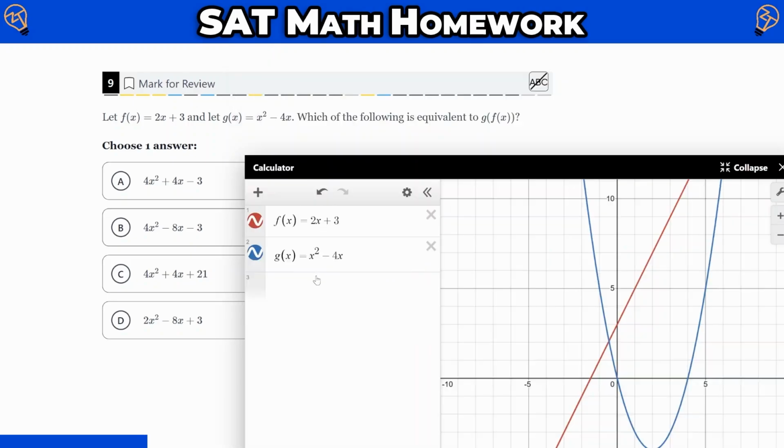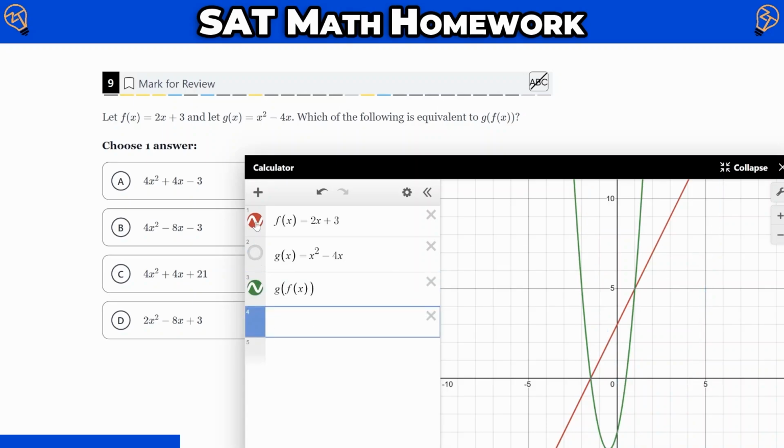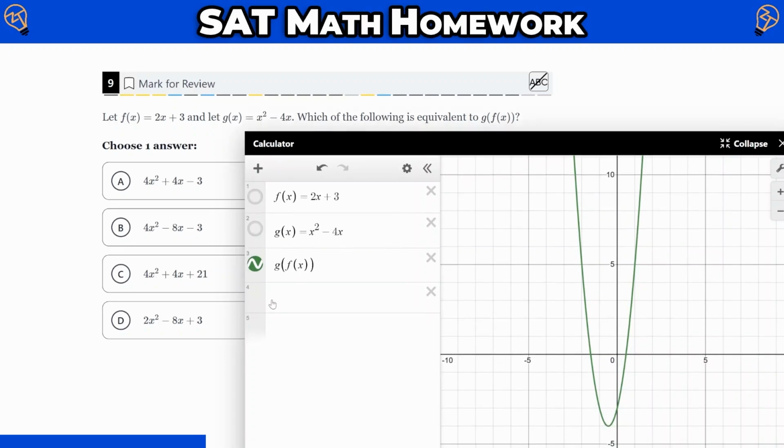So now we're trying to figure out which of these is equivalent to, let's type it in, g of f of x. And I don't have to finish the parentheses. I can just go to the next one and you'll see it autofills. So I'm going to remove these two just so it's not distracting, because ultimately my goal is to find which of these is equivalent to g of f of x. Now, I could just kind of go one by one and type these in and hope that the correct answer will kind of pop out at me sooner than later, so it's not too time consuming.